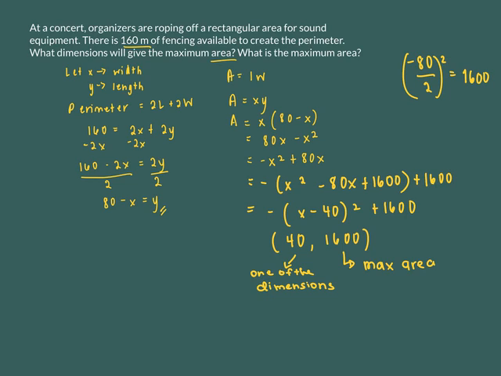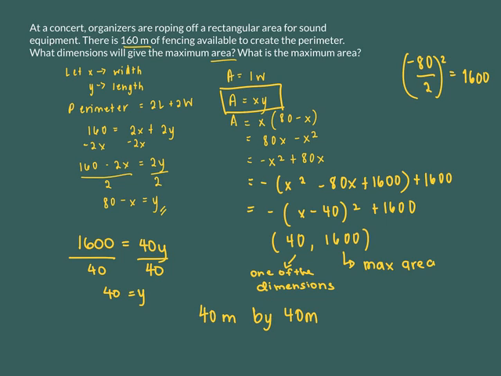So going back to our original formula, area equals x times y, we can substitute our area with 1,600 equals 40y. And to solve for y, divide both sides by 40, and you will get y equals 40 as well. So that means our maximum area is 1,600, and the dimensions of the rectangular area for sound equipment is 40 meters by 40 meters.